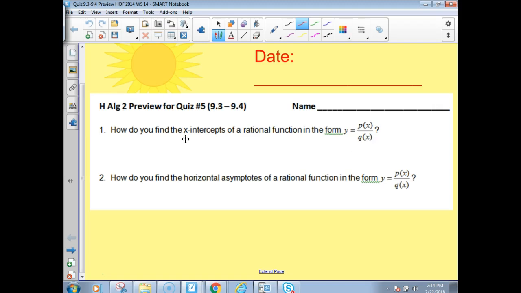How do you find the zeros? The x-intercept, sorry. Find the zeros of what? Of the numerator, or p of x. Okay. Or if you wrote the numerator, that's fine.